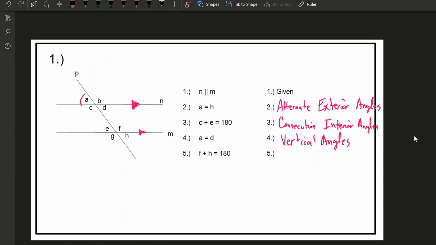And F plus H is equal to 180. So I've got F here and H here. Again, those don't use both parallel lines, so I shouldn't be using the parallel lines vocabulary. F and H add up to 180 because they are a linear pair.